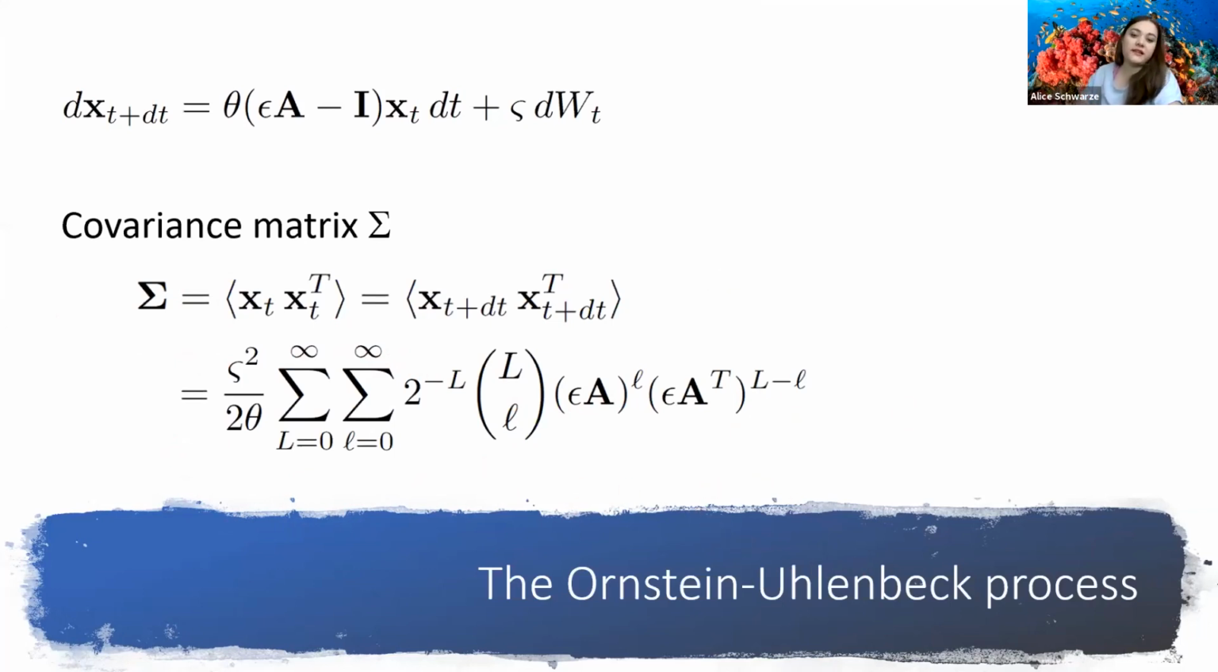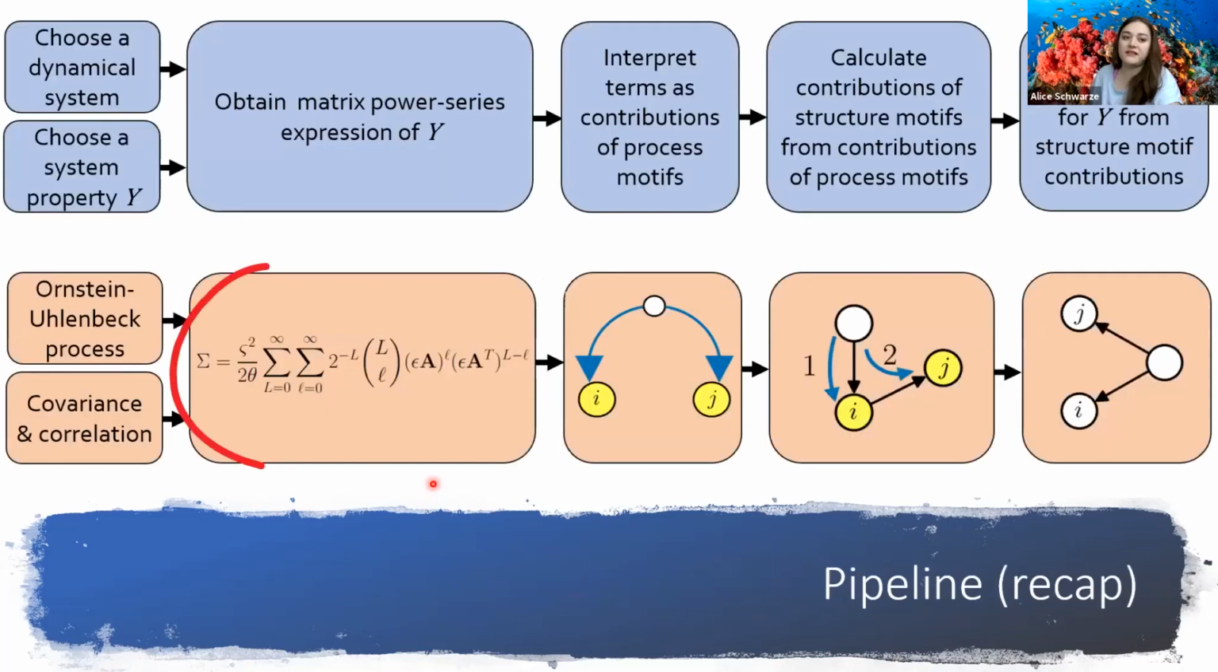So we can get a similar expression also for the correlation matrix. That one comes out to be a little bit longer, and you have to be aware of more summation indices, but essentially the idea is still the same. So now we're at step 2, right? So we have the matrix power series that we wanted.